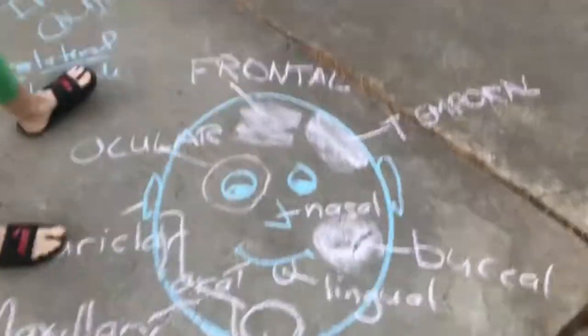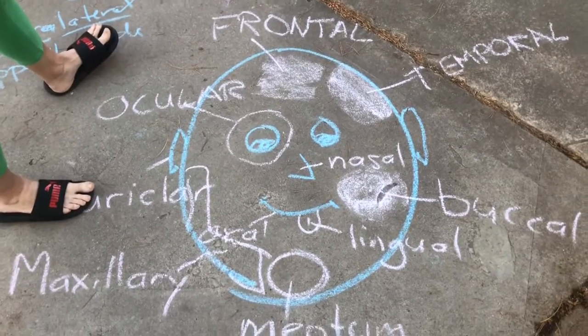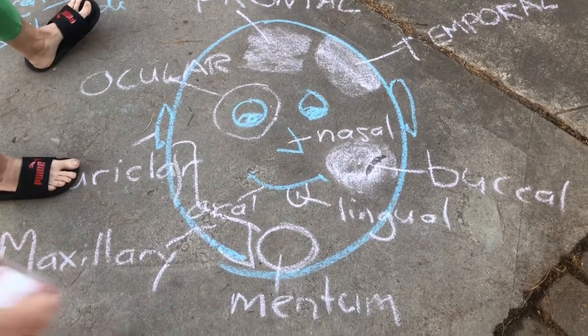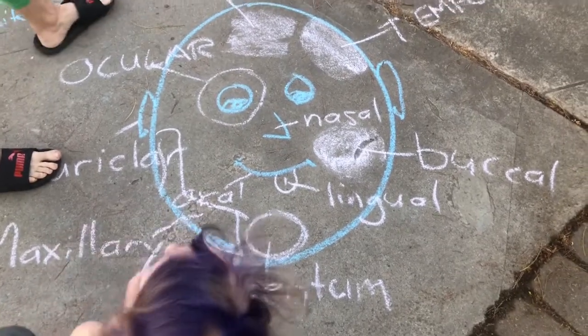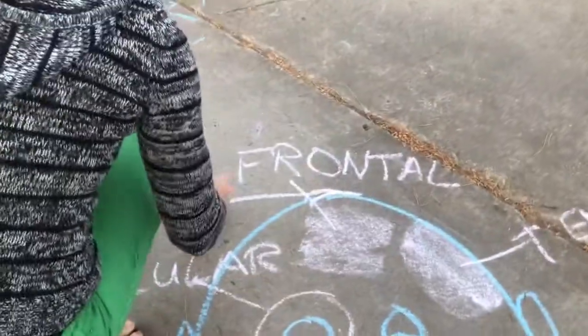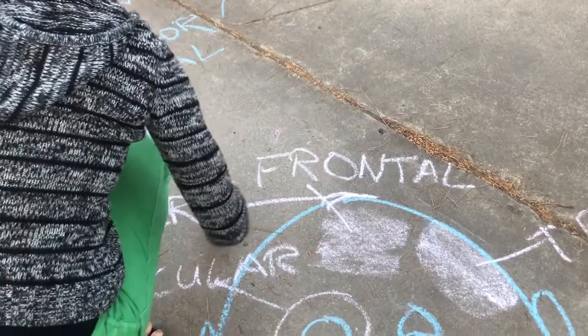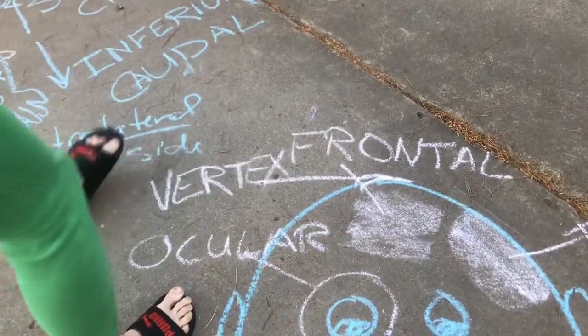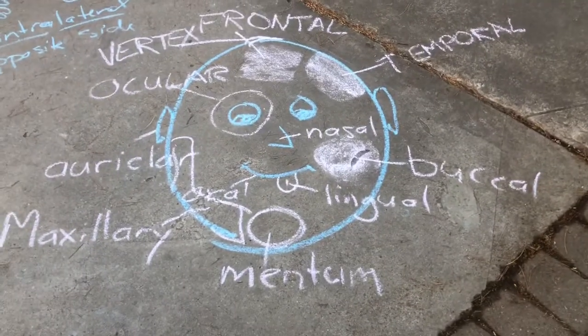Let's see, what else? Do we get them all? Ocular, auricular, buccal, lingual, mental, mandibular, oral, occipital, temporal, frontal. Oh, and vertex. Vertex is the top of the head here. So there, that is vertex. Okay, top of the head is vertex. Okay, those are some regional terms on the head.